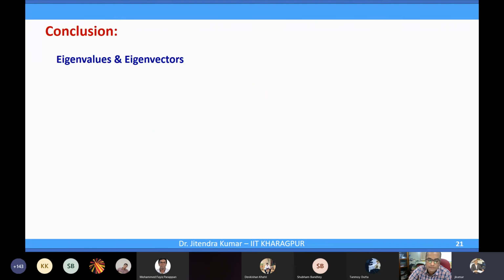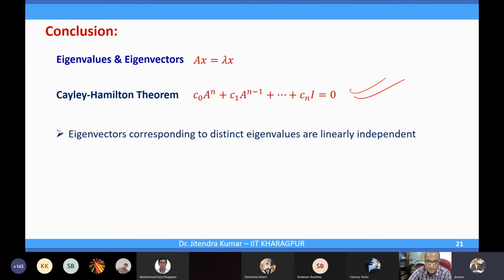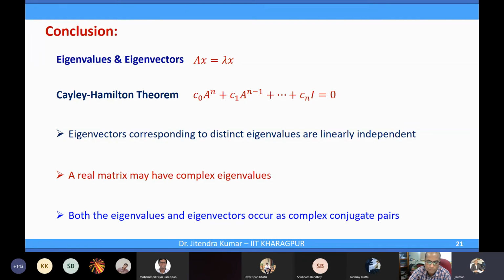Got it. The conclusion here is that you should remember the relation Ax is equal to lambda x, and the pair lambda and x are called eigenvalue and eigenvector. The Cayley-Hamilton theorem says that every square matrix satisfies its own characteristic equation. And eigenvectors corresponding to distinct eigenvalues are linearly independent. This is an observation, not a formal proof. A real matrix may have complex eigenvalues, and both the eigenvalues and eigenvectors occur as complex conjugate pairs. I think this is what we have learned so far.